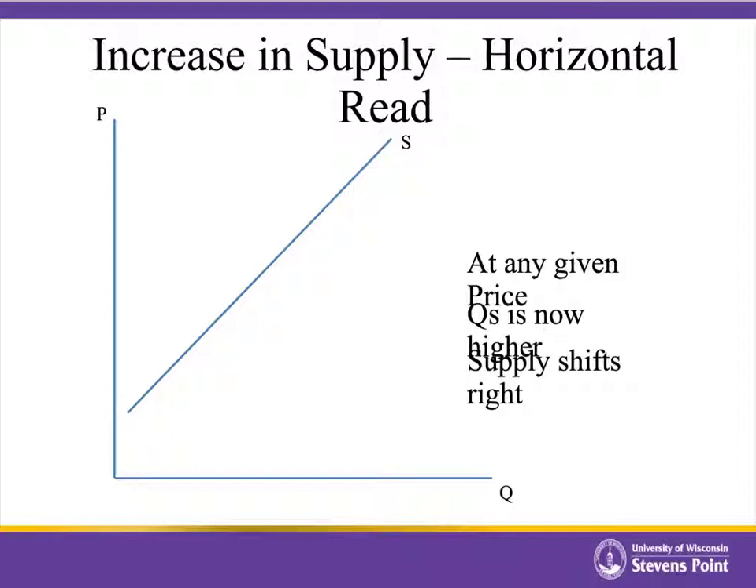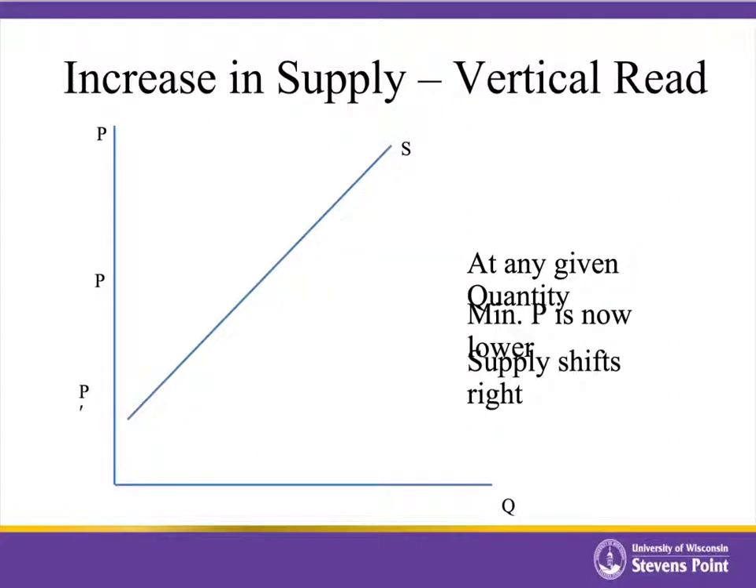When we look at an increase in supply using the horizontal read, at any given price, we're going to see a higher quantity supplied than before. All the points in our supply curve are moving to the right, and we have a supply curve that's shifted to the right. We would say that supply has increased. Sellers are willing to sell more of the product than they were before.